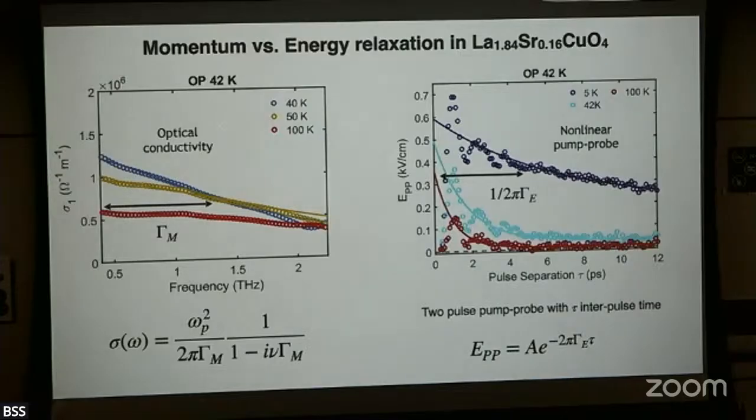So what do we see? Again, this is optical conductivity. You've seen a lot of this. Your experts are looking at this now. This is the optical conductivity as a function of frequency measured with linear response. That's the Drude model that I keep going on and on about here. That's the width of this feature that I want to identify with the momentum relaxation rate.